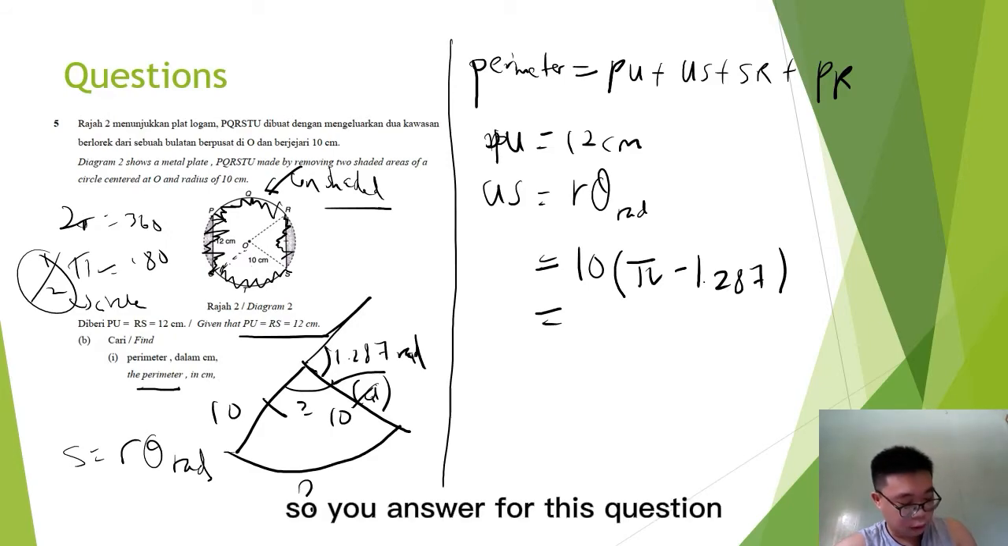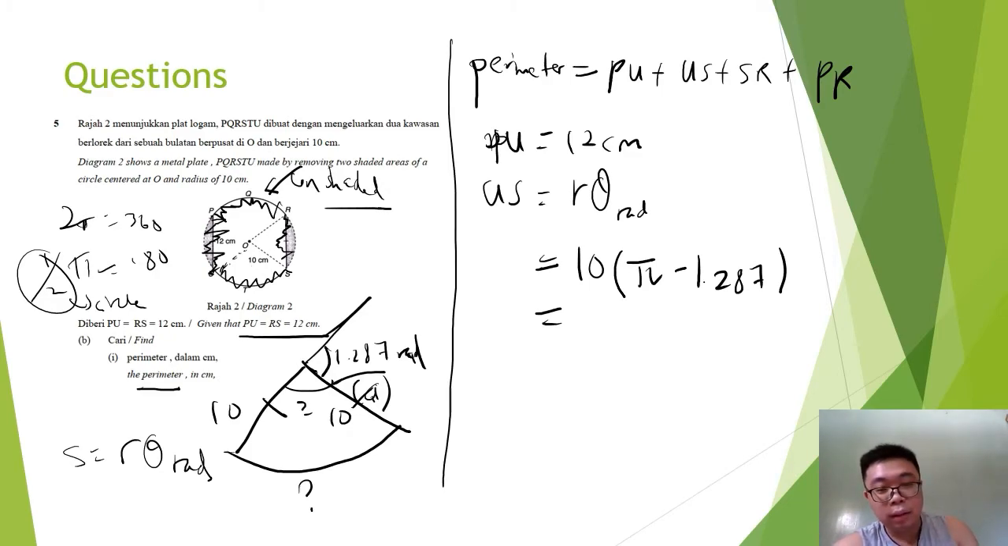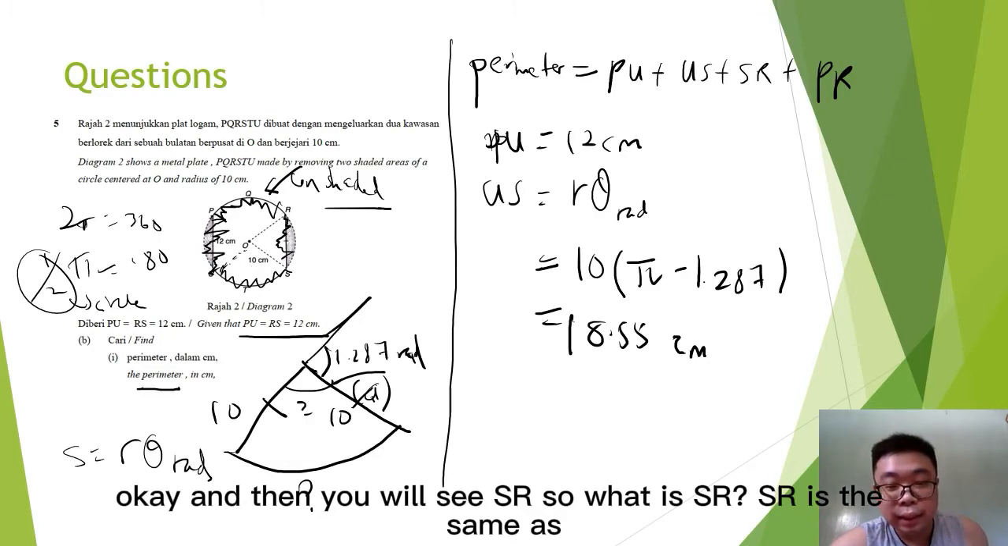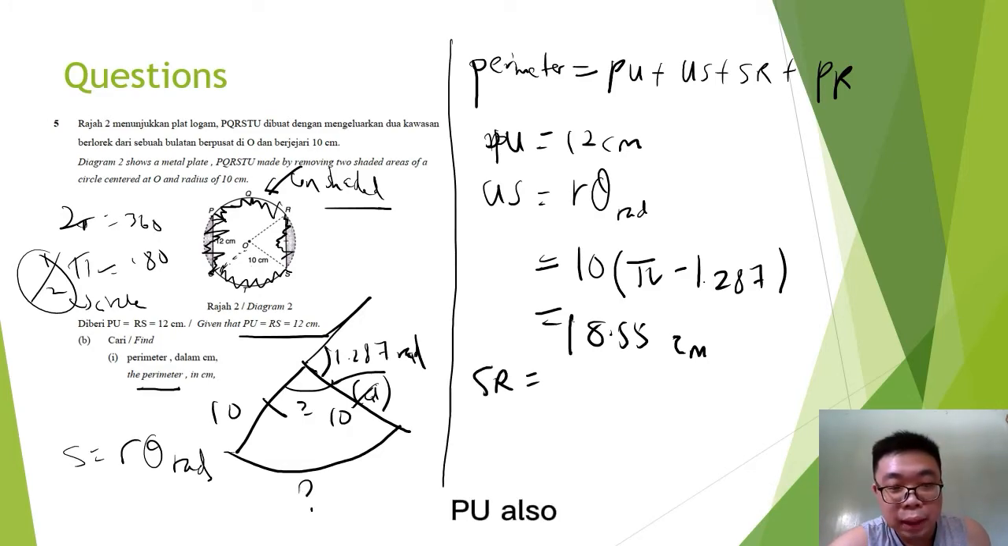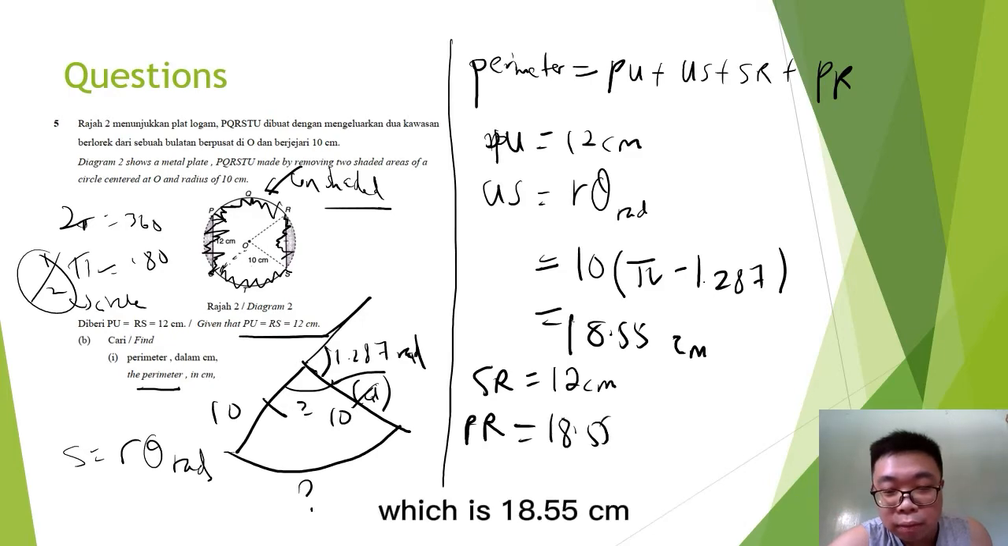So for this question, you should get your US as 18.55 centimeter. And then you will see SR. What is SR? SR is the same as PU, so also 12 centimeter. And then you will see PR. PR is actually equal to US, which is 18.55 centimeter.